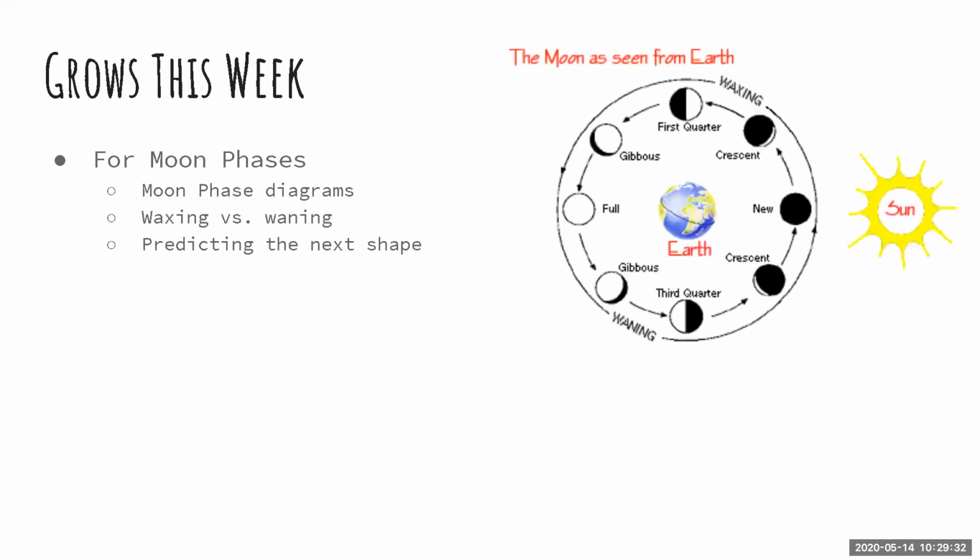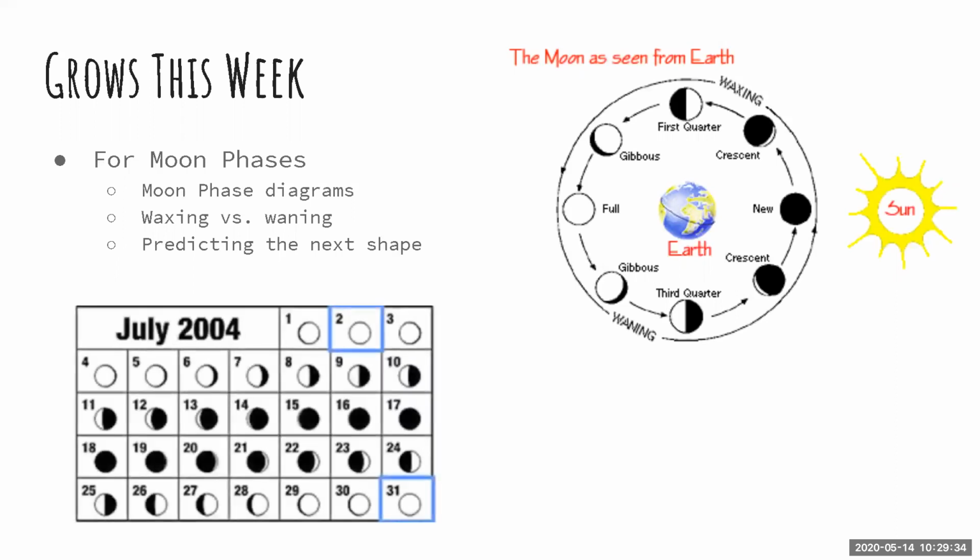Some grows for this week. Moon phases, we need to do better at identifying moon phase diagrams. We also can work on understanding what waxing and waning are, and predicting the next shape based on a diagram. You did great on inner planets, so don't worry about that.